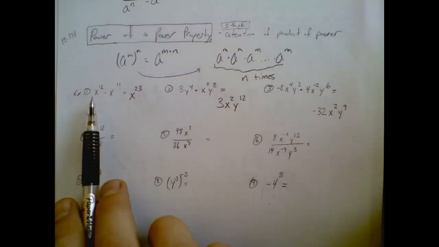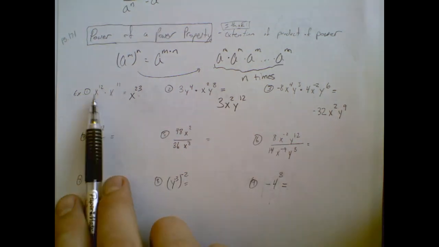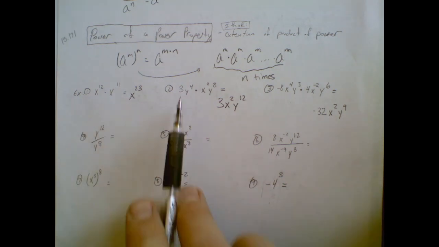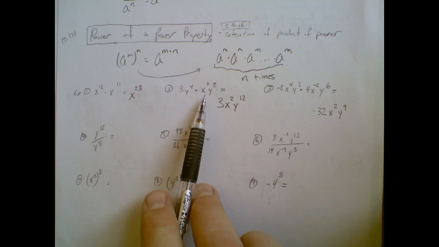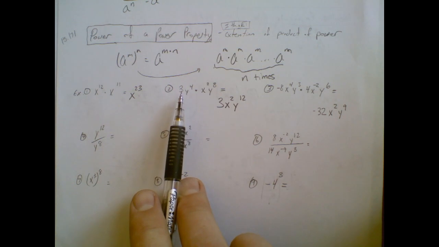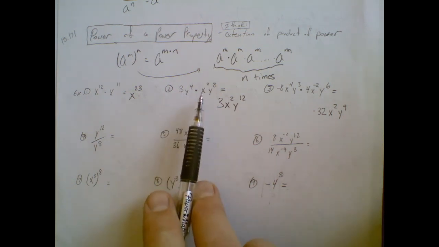So x to the 12th times x to the 11th. The base is the same, so we add those exponents and we get x to the 23rd. Even though there's multiple bases, we can still apply it because we have two bases that are the same. Since there are no other numbers, the 3 does not change. Since there are no other bases that are x, that does not change.